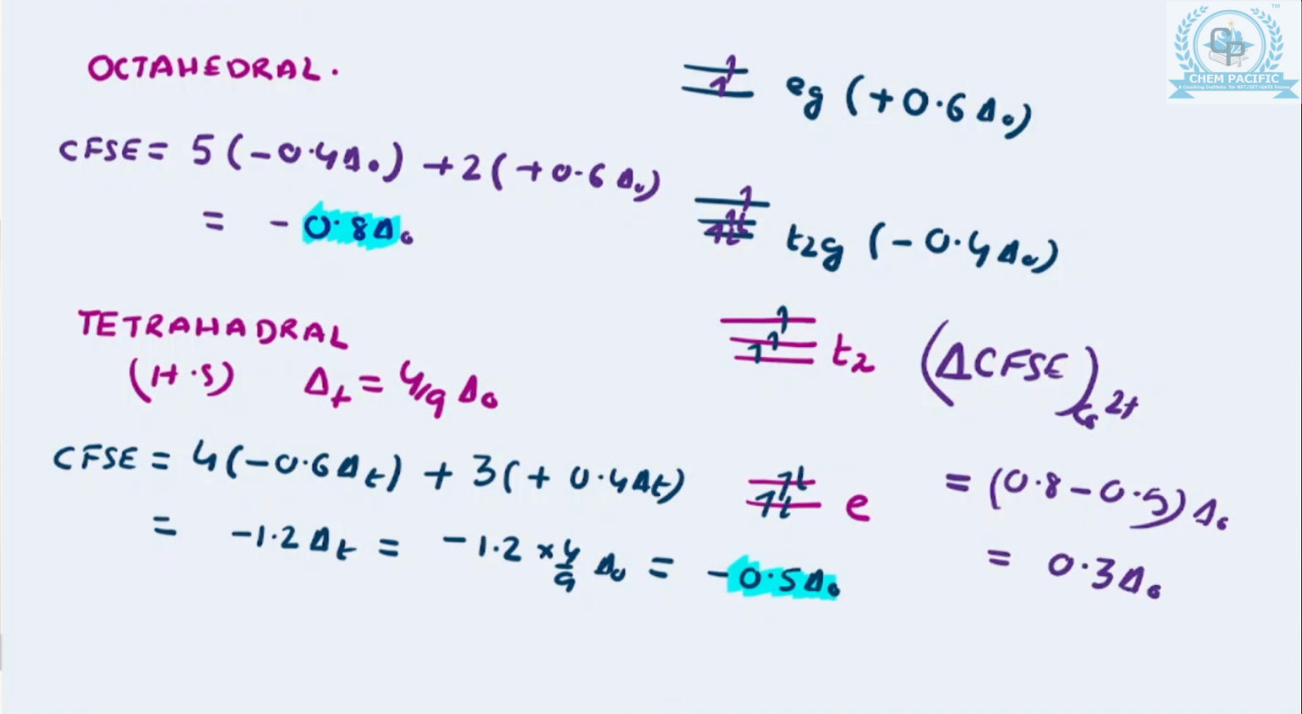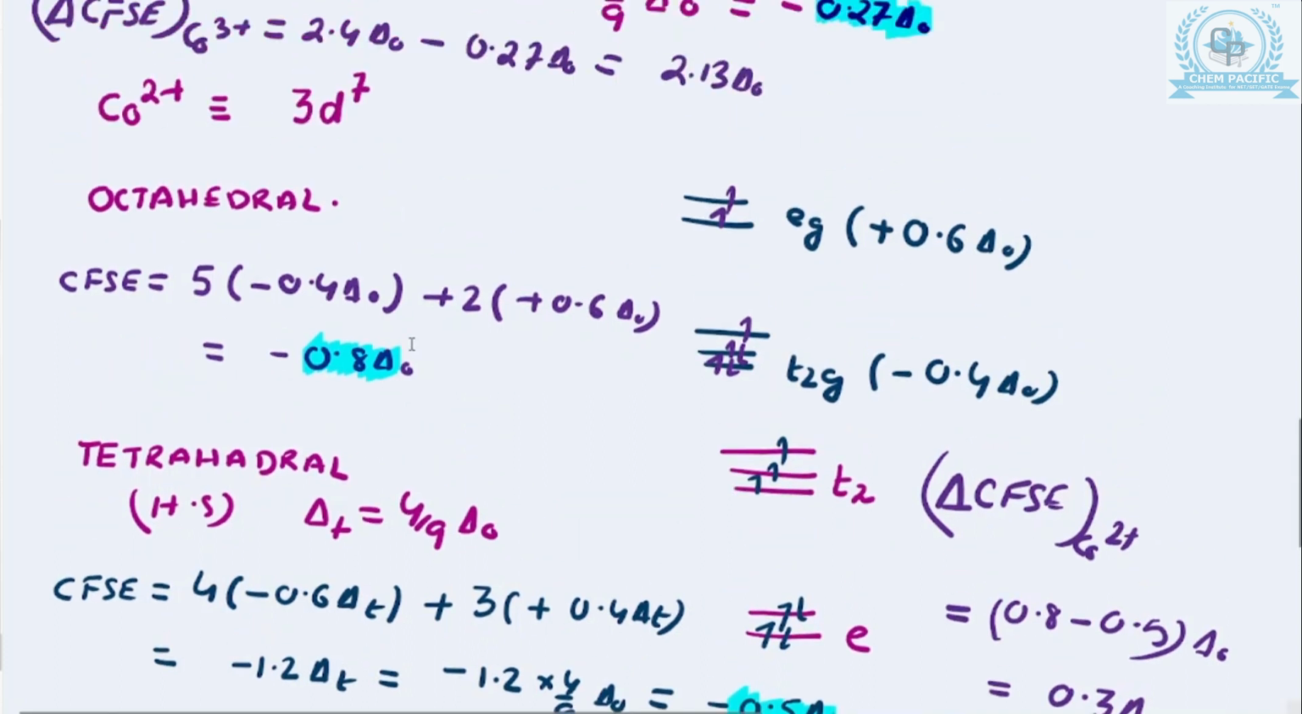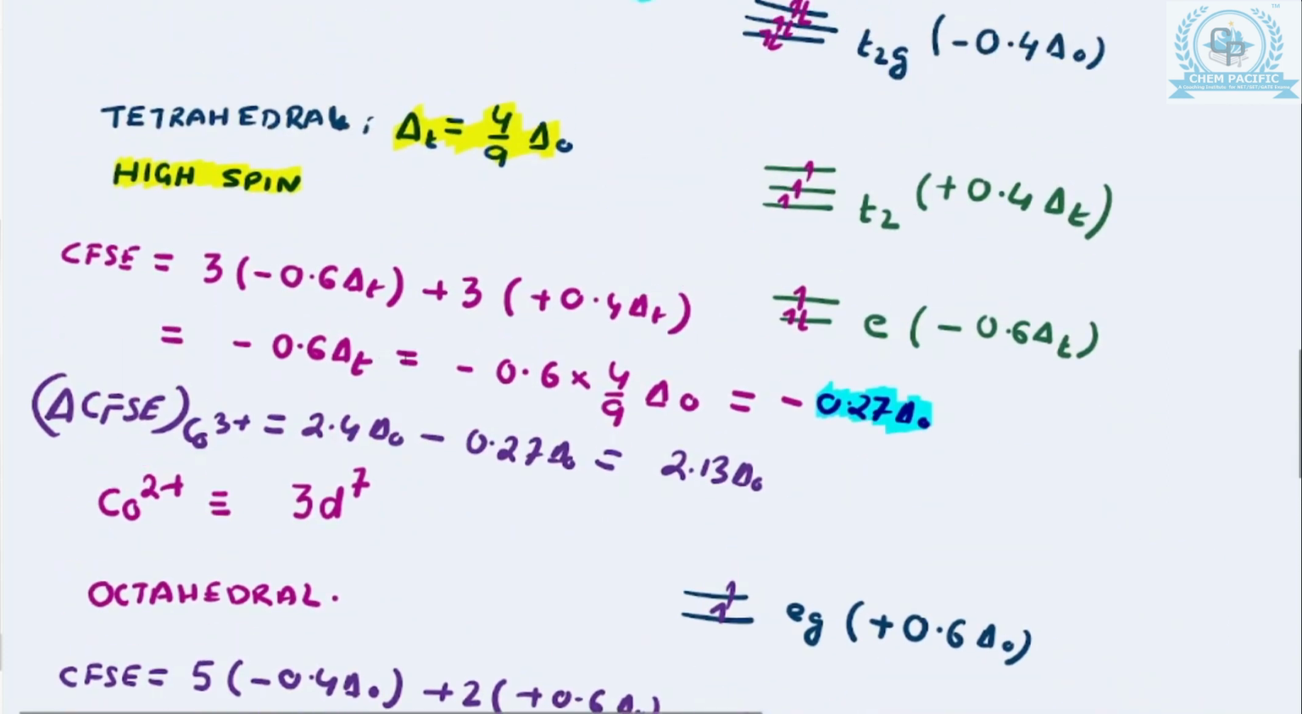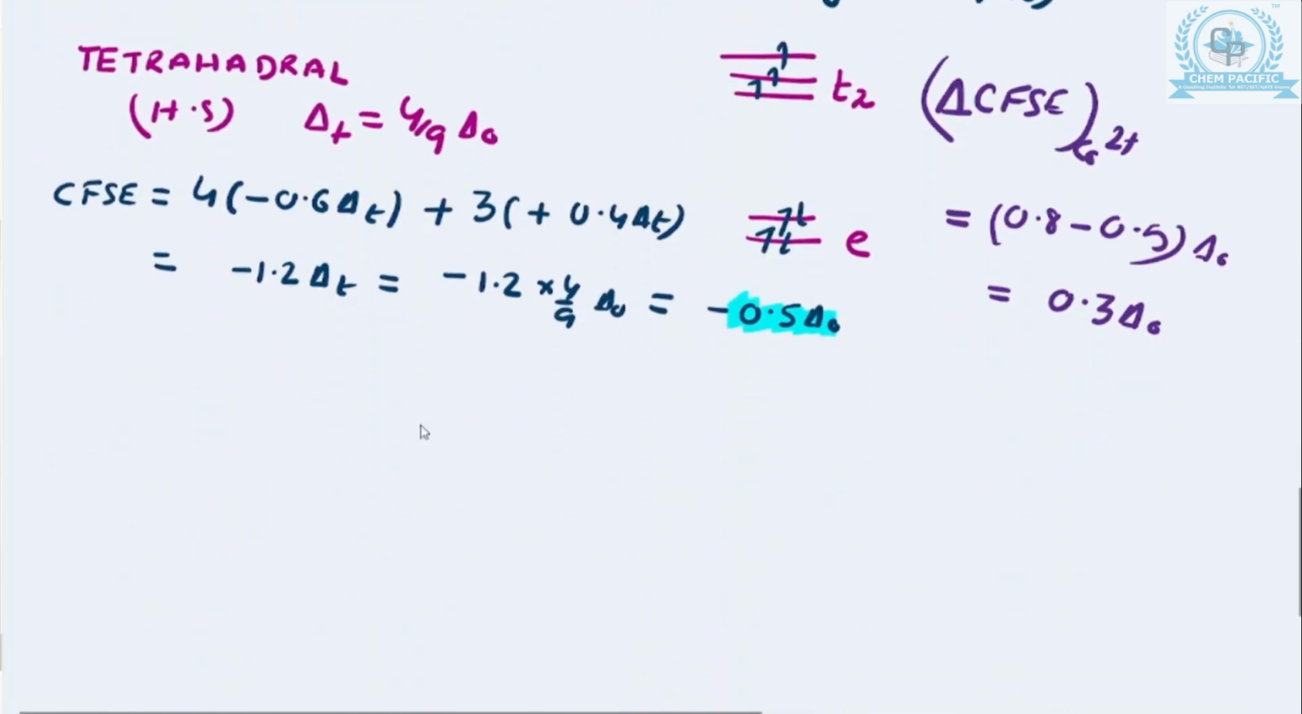0.3 delta 0. So it is clearly visible to you that the CFSE of cobalt 3+ is much more in the octahedral site as compared to that of the tetrahedral site. उसका वैल्यू है 2.13 और कोबाल्ट 2+ का था 0.3. सो ये काफी ज्यादा है. अगर ऐसा होता है तो उसका मतलब ये हो गया that कोबाल्ट 3+ is having extremely high CFSE in the octahedral field, so it prefers to occupy the octahedral site.